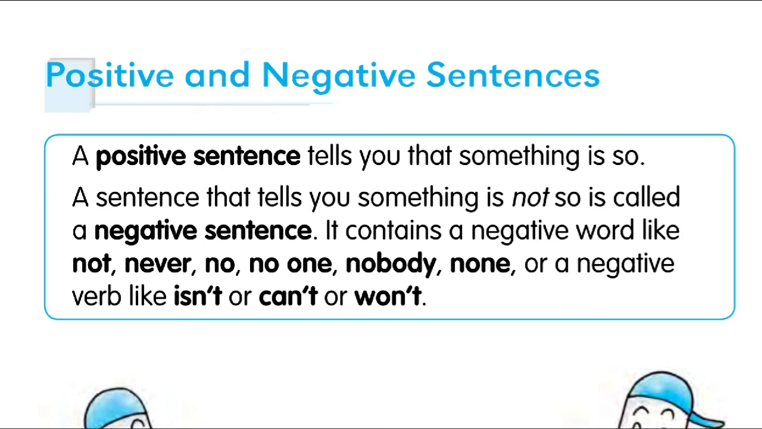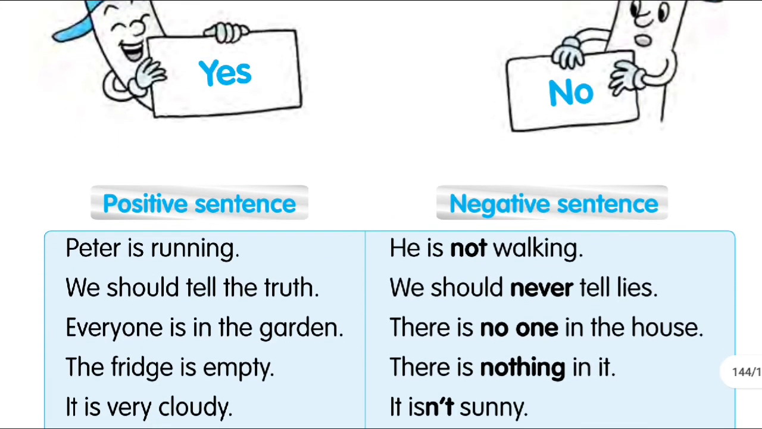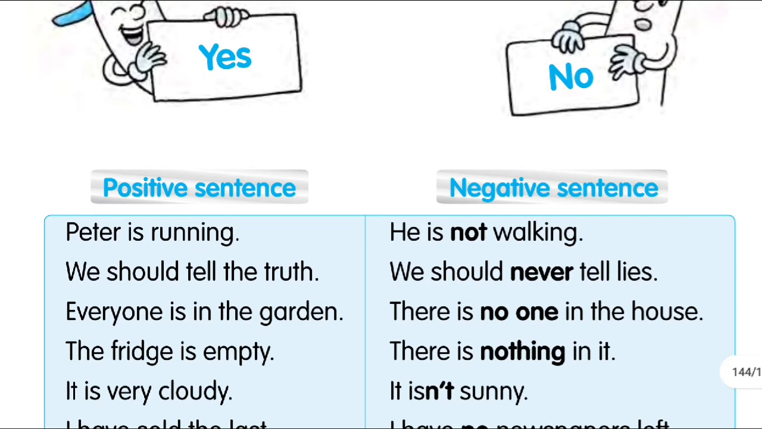A sentence that tells you something is not so is called a negative sentence, and it contains a negative word like not, never, no, no one, nobody, none. All these are called negative sentences. So let me start with a few examples. A positive sentence is indicating yes, and a negative sentence is indicating no.